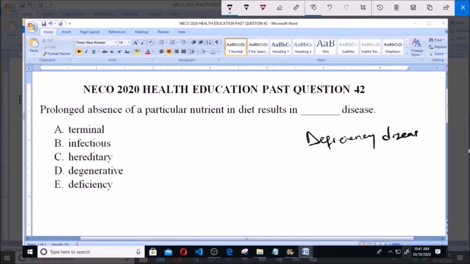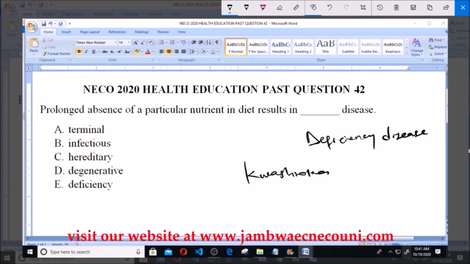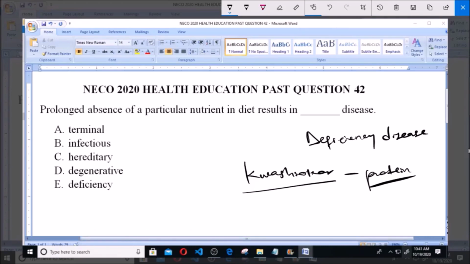A deficiency disease, and I'll give an example. Let's take for instance kwashiorkor. Kwashiorkor is a type of deficiency disease involving the deficiency of proteins in food. It is observed that when a child consumes more carbohydrates than protein for a long period of time, there are particular physical features we see in this child. That is, the child will have a big head, a slim body, and a big stomach. These are signs of kwashiorkor because they are visible signs. This is due to deficiency of protein, so we refer to such disease as deficiency disease. So prolonged absence of a particular nutrient is referred to as deficiency disease, which is option E.